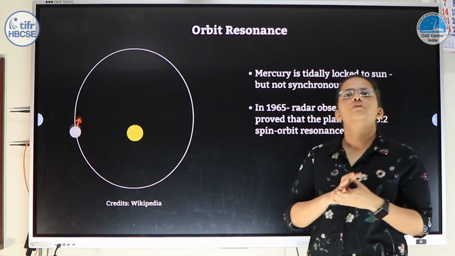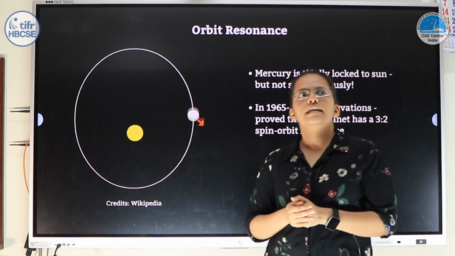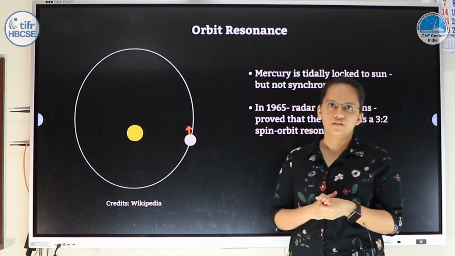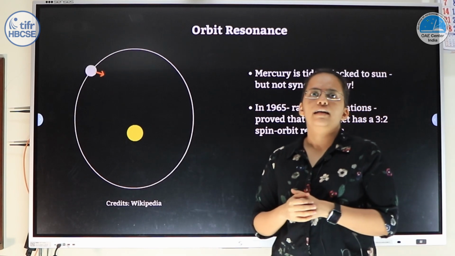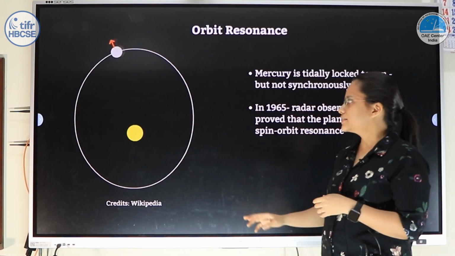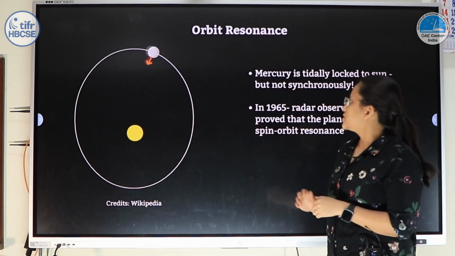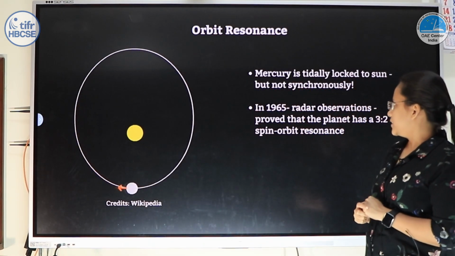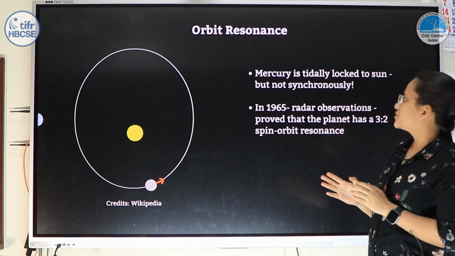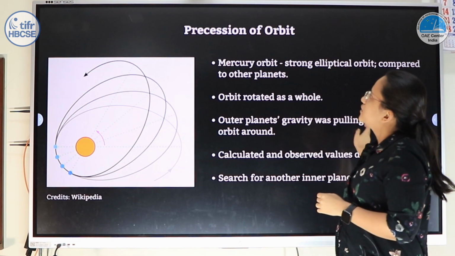And this was because the rotation period of Mercury is exactly half of the synodic period of Mercury with respect to Earth. So, earlier we thought that it is synchronously tidally locked to the Sun, but it turns out that is not the case. This was found out in 1965 by radar observations, which showed that it actually has a 3:2 spin-orbit resonance.